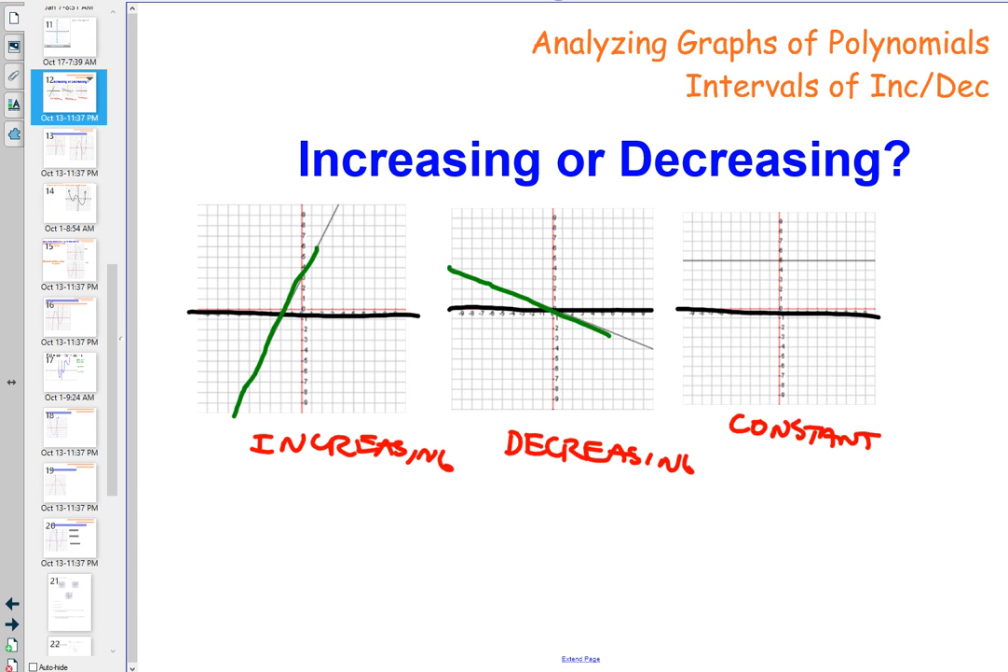What we're building up to is the ability now, once the function starts doing this, to be able to determine, okay, on which intervals is the function increasing, on which intervals is the function decreasing, on which intervals is the function positive, on which intervals is the function negative. Meaning that it's going to change throughout.